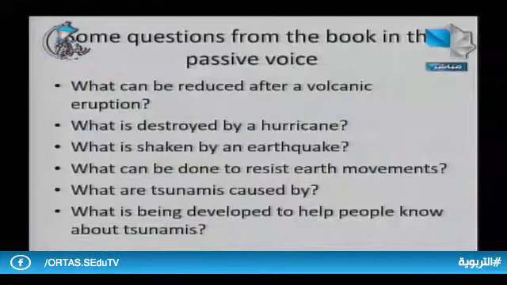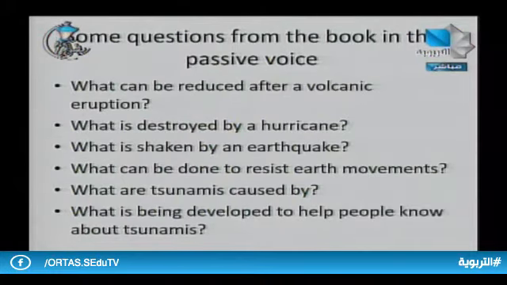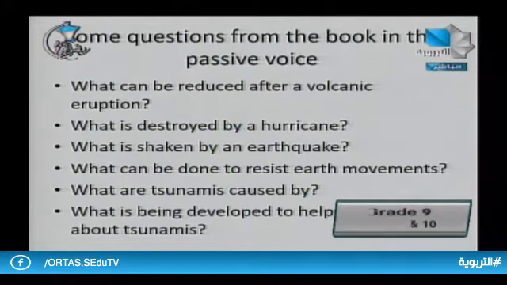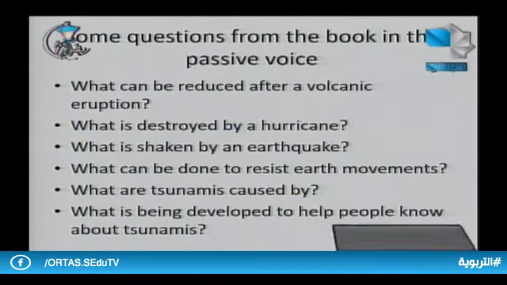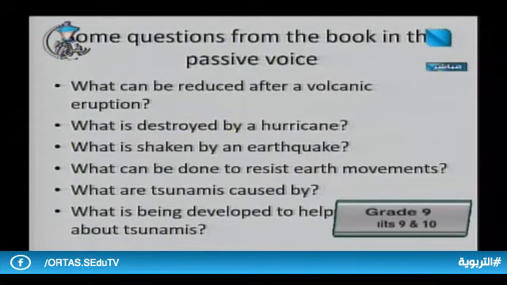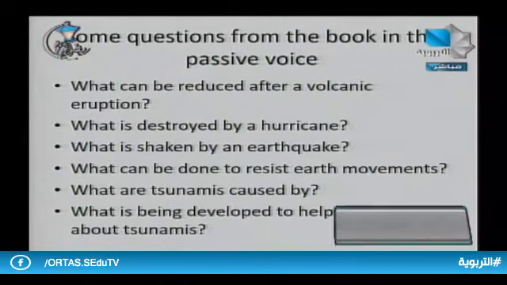Exactly. What can be done to resist earth movements? What are tsunamis caused by? The passive sentence here is tsunamis are caused by many reasons. We put what at the beginning, and what are tsunamis, because are goes with tsunamis, the plural word, caused by, and what is being developed, this is present continuous passive.